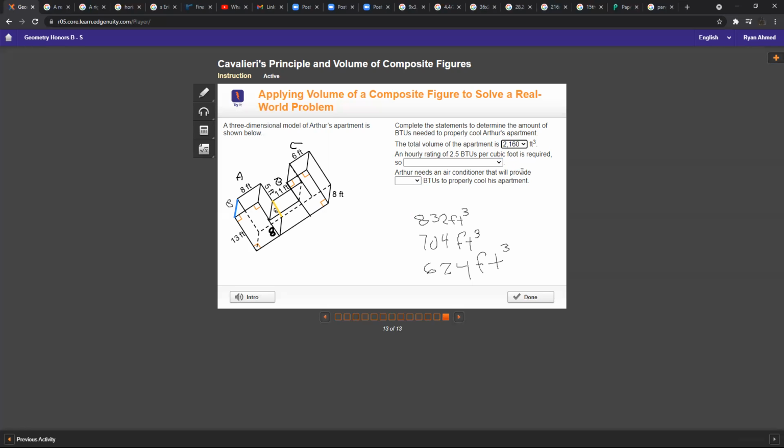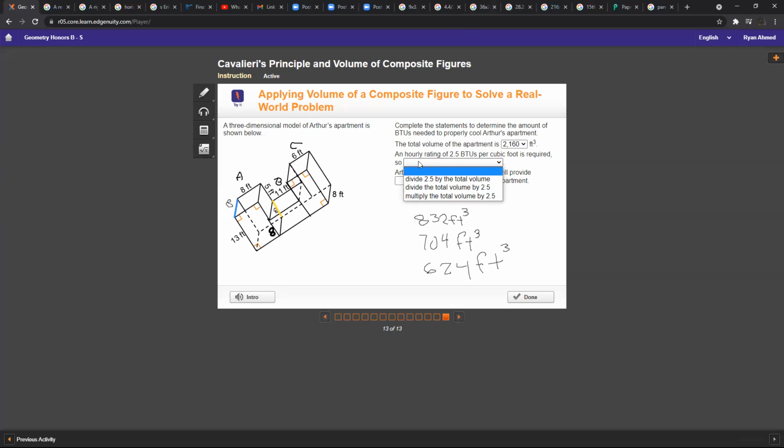And then the hourly rating of 2.5 BTUs per cubic foot is required. So let's just go see what those options are real quick, and then we'll pick the one that we think is the best fit. So click the list real quick. All right, so it's per cubic feet. What do you want to do now that we know what the rating is for 1 cubic feet? How do we apply that to the total that we just found, the 2,160 cubic feet?